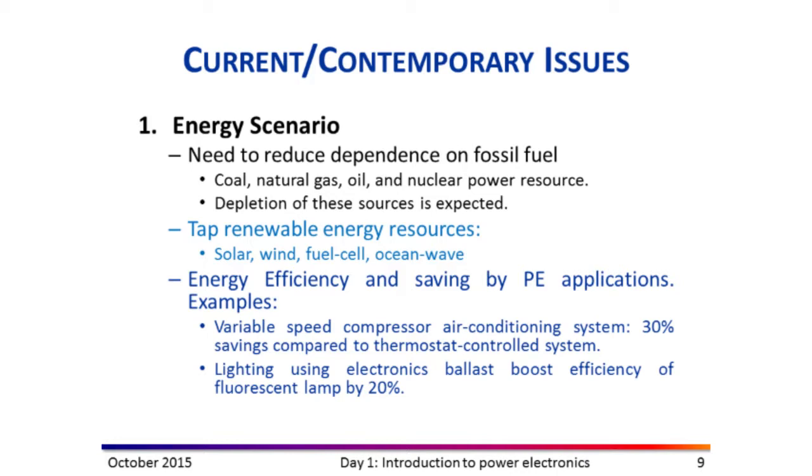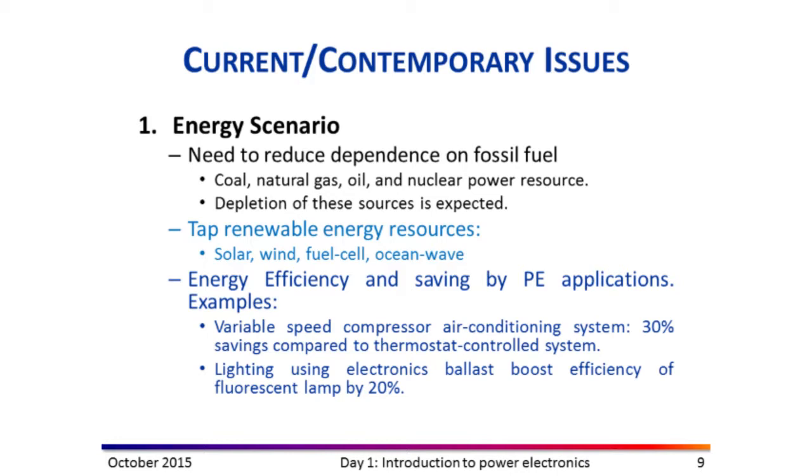So we need to reduce the dependence on fossil fuels, such as coal, gas, you can name it. And also those fossil fuels, they will deplete after a while, right? We cannot rely on them. So renewable energy resources like solar, wind, fuel cells, and ocean, we can name it. It's our future, especially for us. If we look at Oman, solar and wind, right?